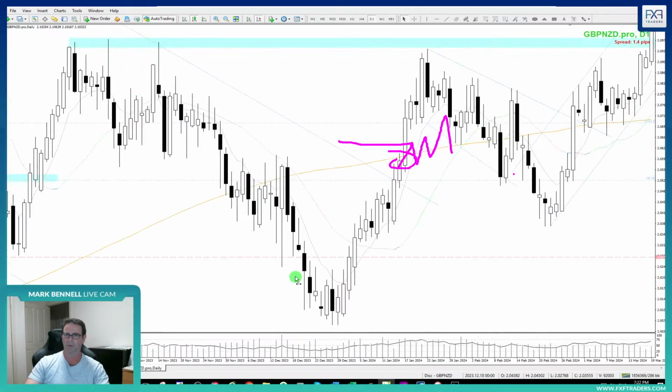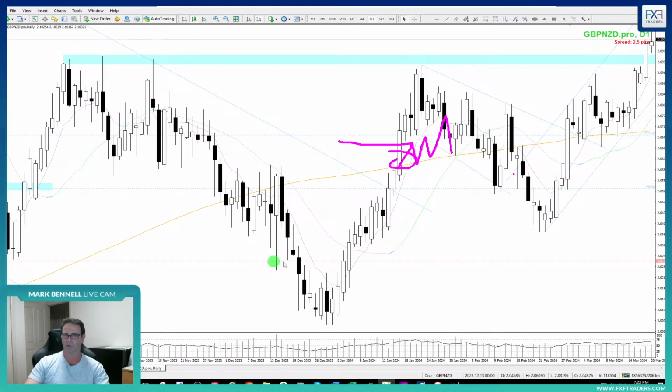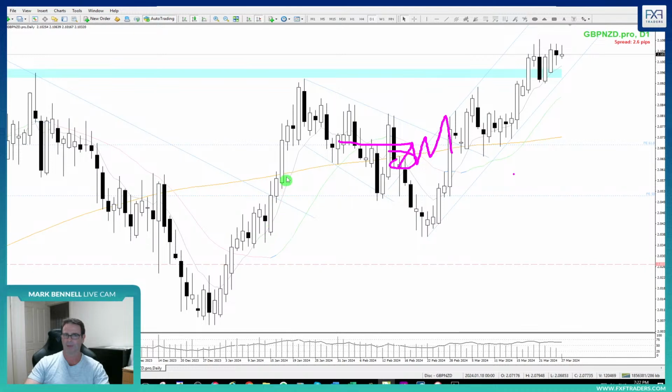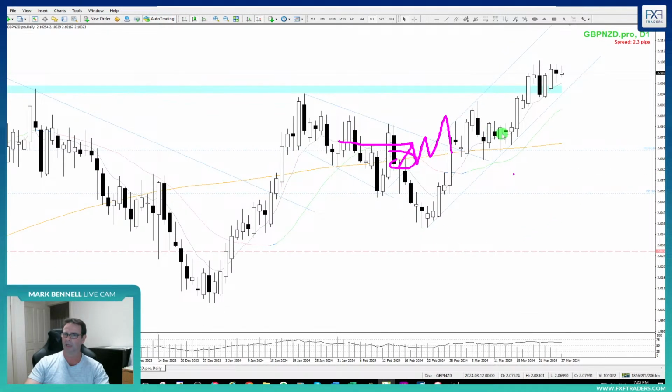Look. Very, very choppy, horrible stuff. But when it trends, it holds the short term, which it's certainly done through here. Nice little pullback through here.